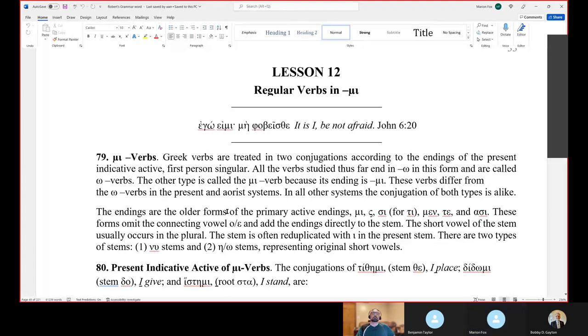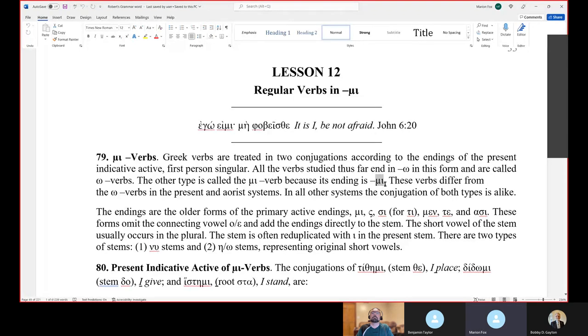And so this being verb here, we'll be looking at John 6:20 in just a minute. It's what we have learned up to this point. So we'll go through it in just a minute. The mi verbs are created in two kinds of verbs. And then the mi verbs.